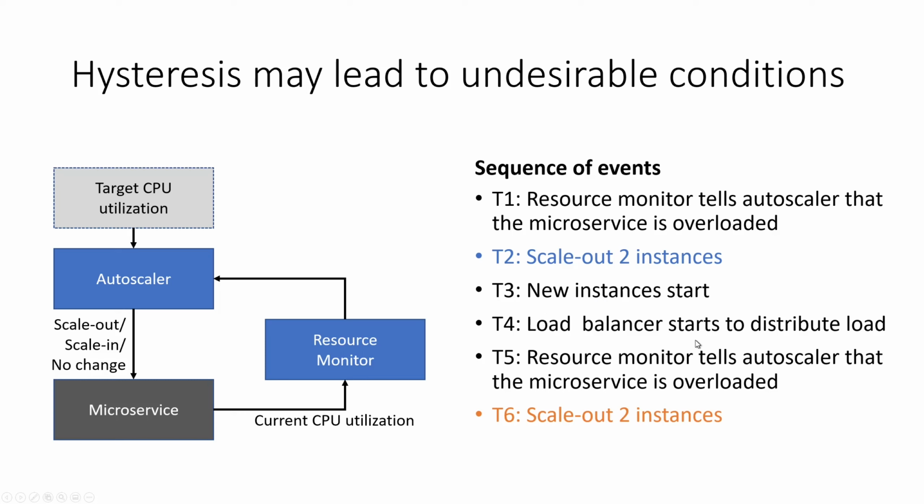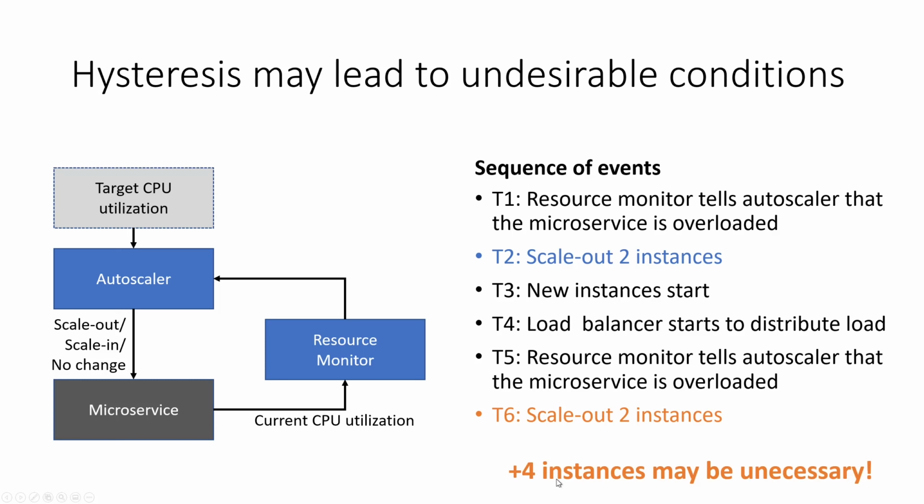So eventually, the CPU utilization of the microservices will decrease because now we have 2 instances and we're balancing load, but the utilization has not decreased yet because the load balancer just started its work. Then the resource monitor might tell the autoscaler again that the service is still overloaded because utilization has not dropped enough, it just started dropping right now. Then the autoscaler might decide to scale out again because utilization is very high, and then it might create 2 additional instances. Now I might have 4 instances, and utilization will keep dropping because now I have additional instances and the load balancer is spreading requests across all of them.